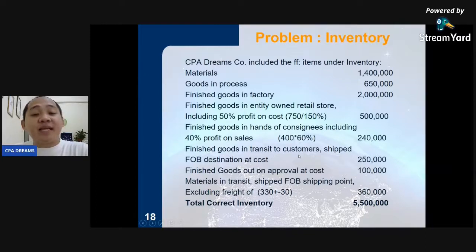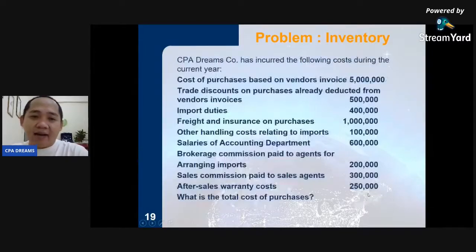Yung finished goods in transit to customers, FOB destination at cost, kasama pa rin yan. Tayo pa rin ang may-ari niyan. Yung out on approval, tayo din. Sa problem, sinabi dito na excluding yung freight, FOB shipping point yan, so kailangan mong isama yan. So, ang total correct amount of inventory mo is 5,500,000. So, yun yung answer. I hope nakuha mo siya. Madali lang. Now, isa pa ulit.